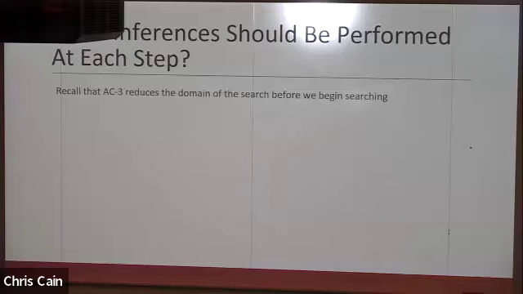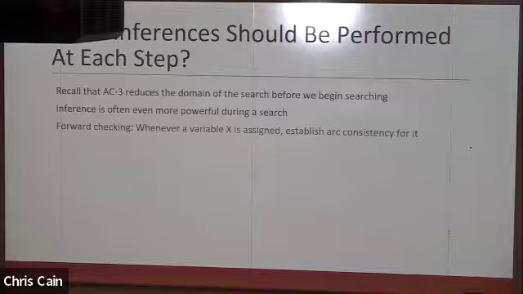So our arc consistency algorithm, AC3, is great because it reduces the domain before we even begin searching, which is oftentimes necessary. You don't just want to start a big depth first search on a near empty Sudoku. You want to figure out everything that you can logically deduce easily and then search the space. You can use inference during a search. You can do something like what we call forward checking.